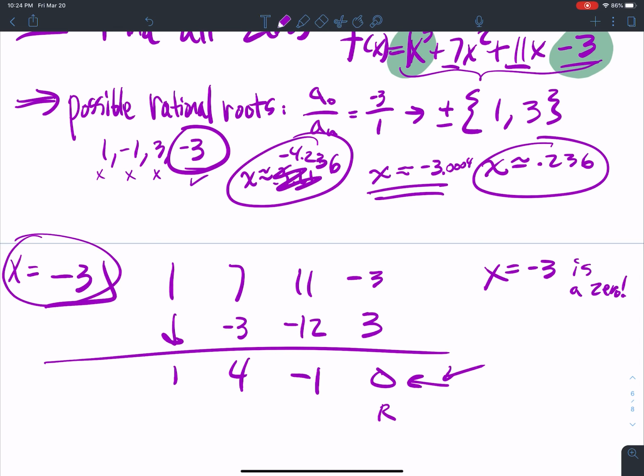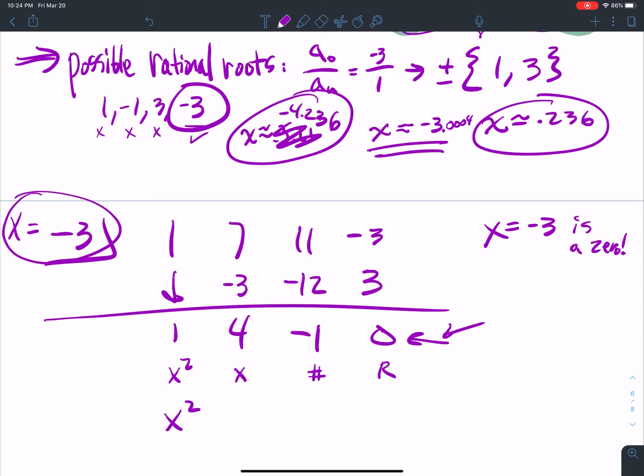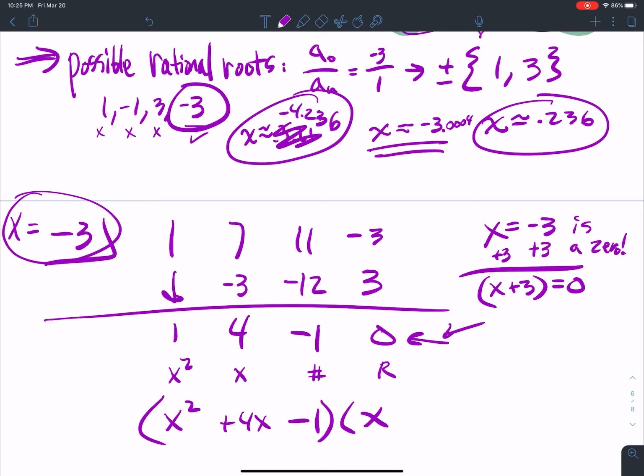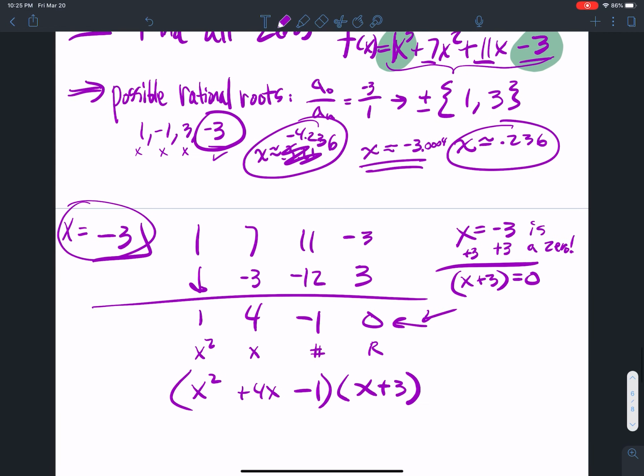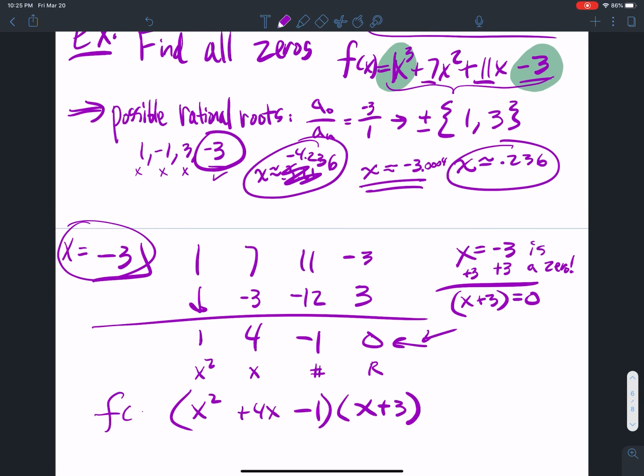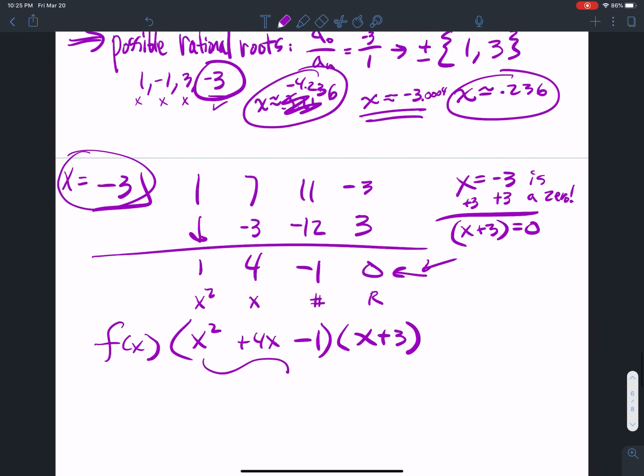This is the remainder, this is the constant, this is the x, and that's the x squared. So I have x squared plus 4x minus 1 multiplied by, well, if I add 3 to both of those, I get x plus 3 factor equal to 0. So multiply by x plus 3. So this is a way to reverse engineer to get your solution. All right, pretty good trick. Okay, so that's my f of x. Now I'm down to a quadratic and a linear term.